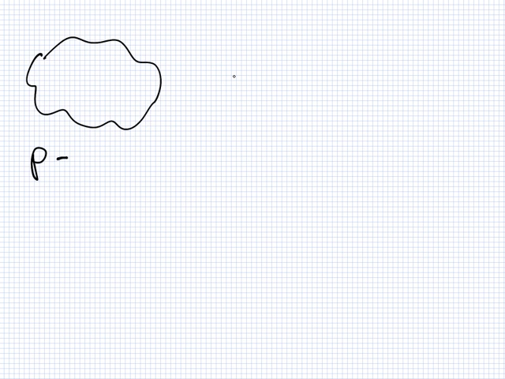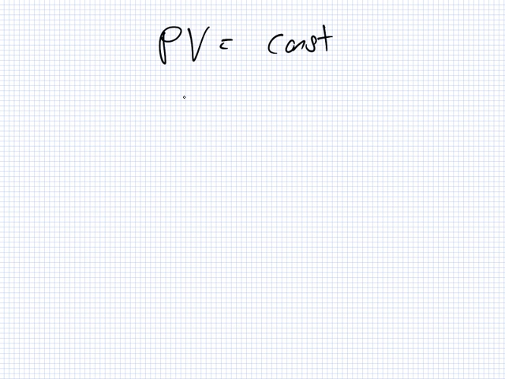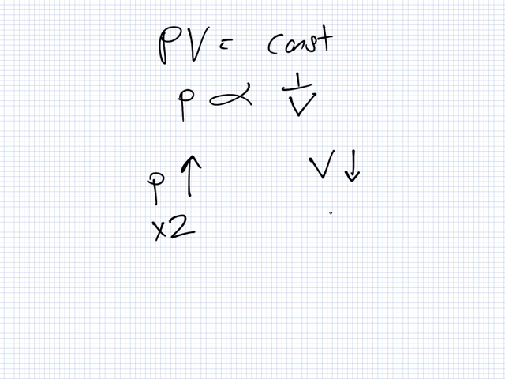So there was another way to do it, which is using this formula. PV is constant, or to say pressure is inversely proportional to volume. So you can see in this story what happens to the pressure. It increases. So if the pressure increases, what happens to the volume? It decreases. But this is only true if the temperature is constant. So for example, if the pressure got multiplied by 2, then the volume you divide by 2. But you can only use this rule if the temperature stays the same.